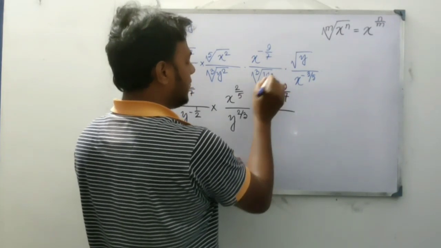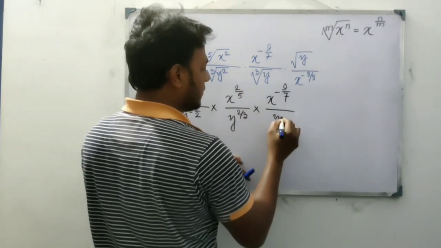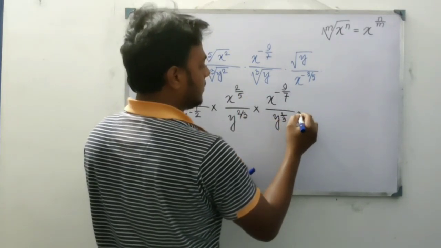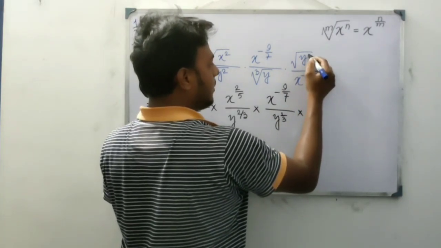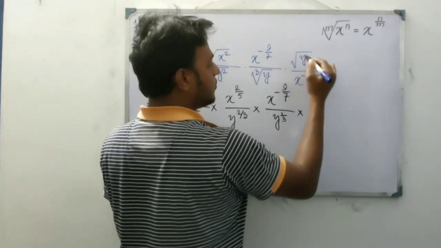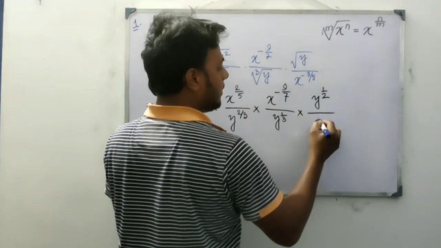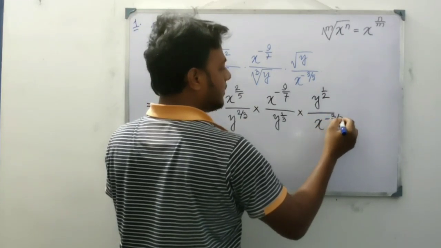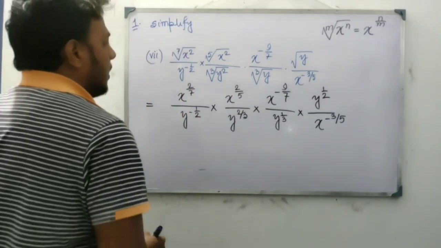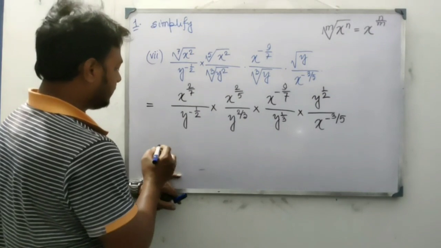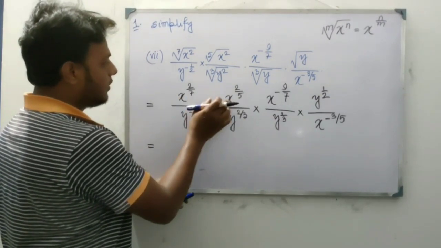And in the denominator, the power of y is 1, so y to the power 1 by 3, into y, the power of y is 1 here and nothing is there, that means there is 2. So y to the power 1 by 2, by x to the power minus 3 by 5. Okay. Now, equals x to the power this into x to the power this.